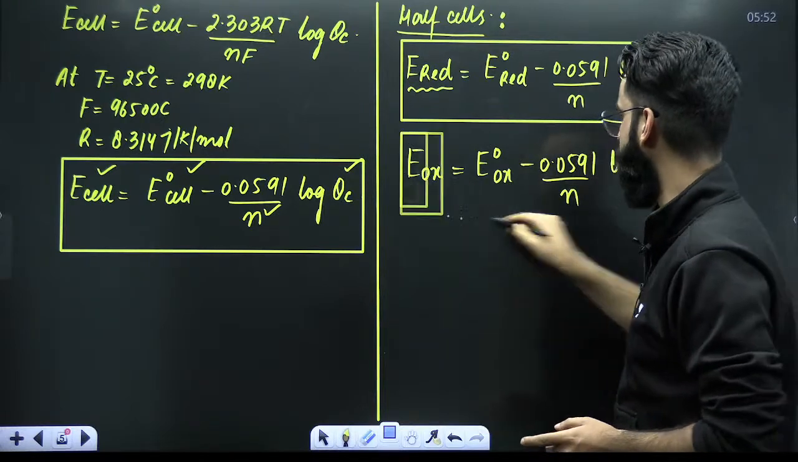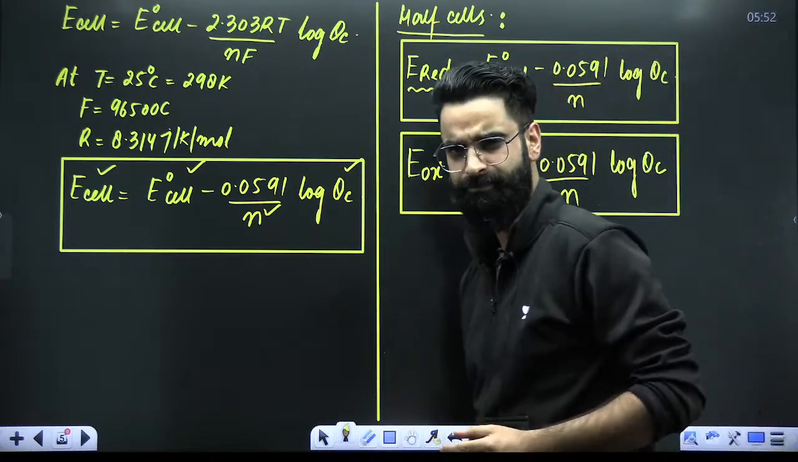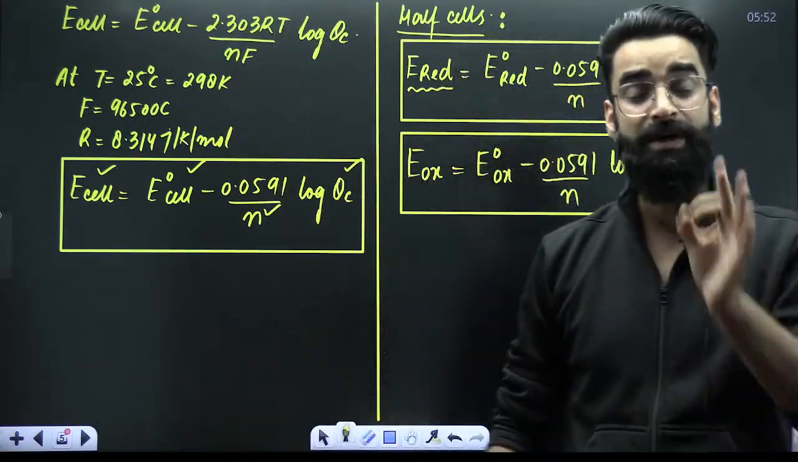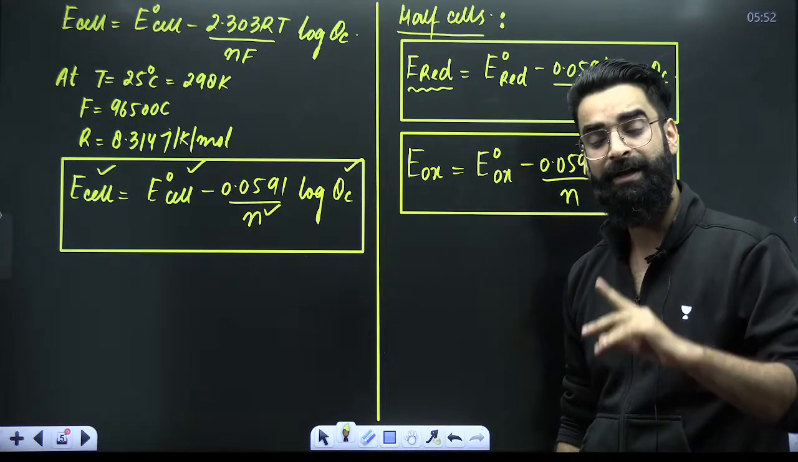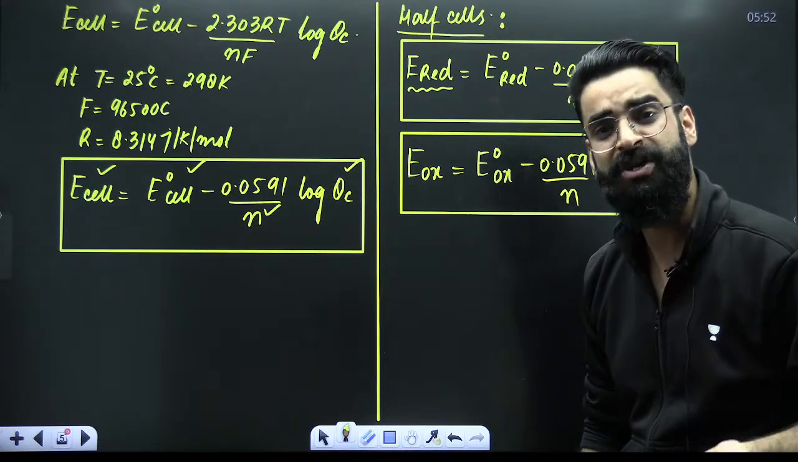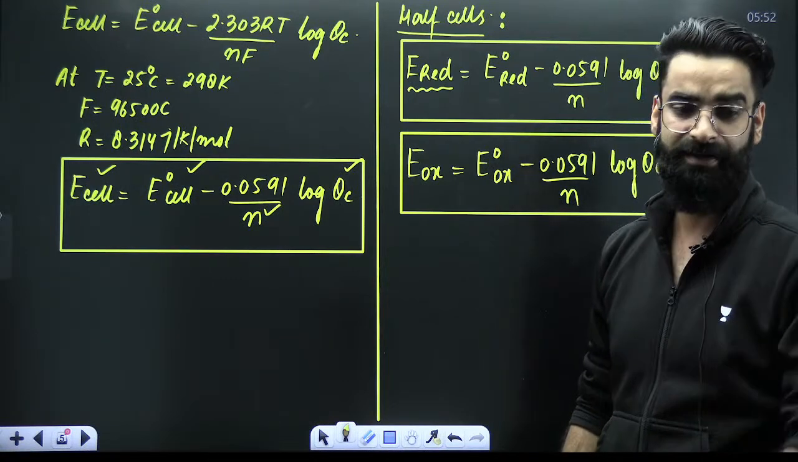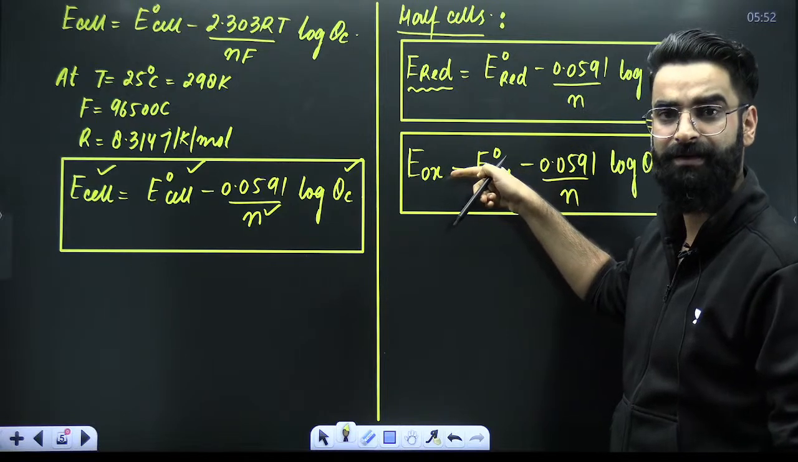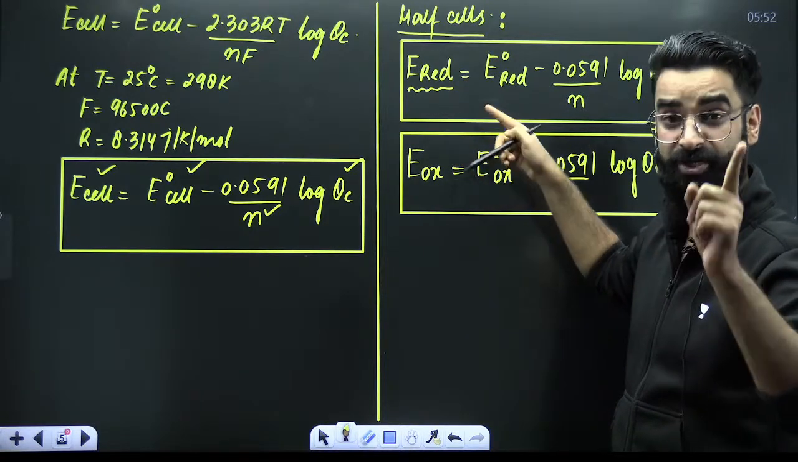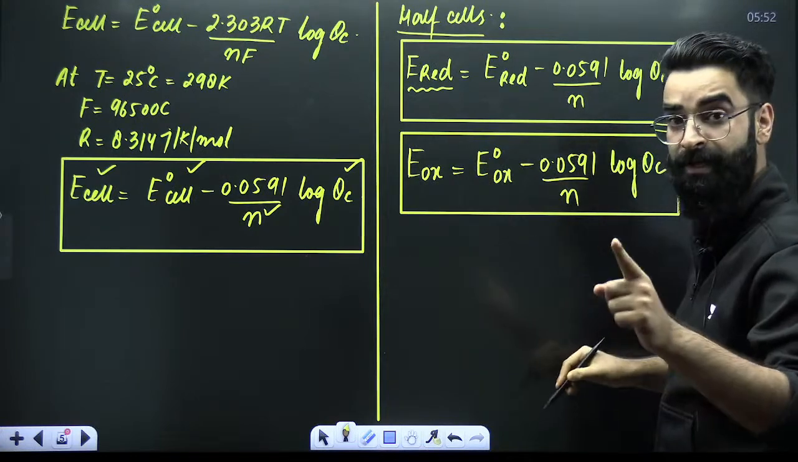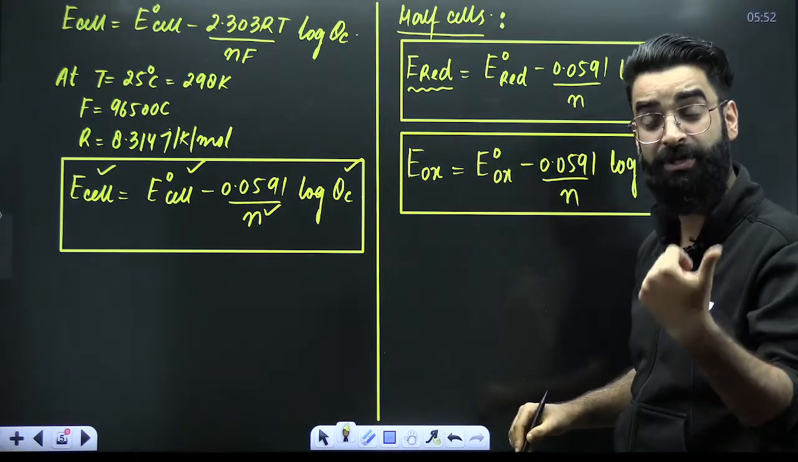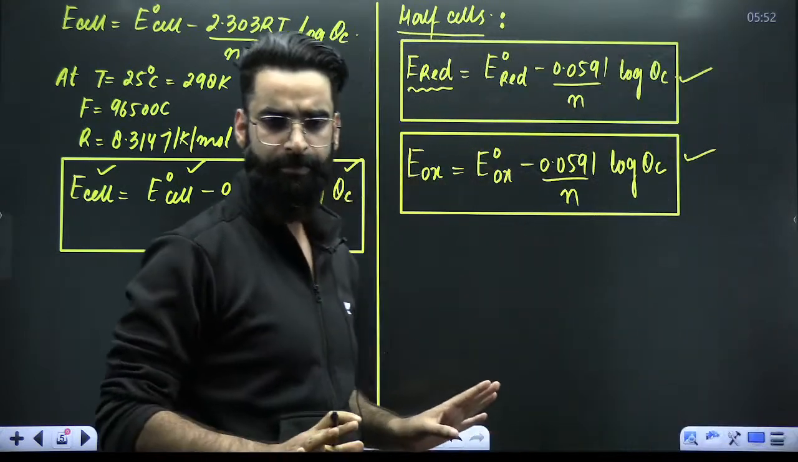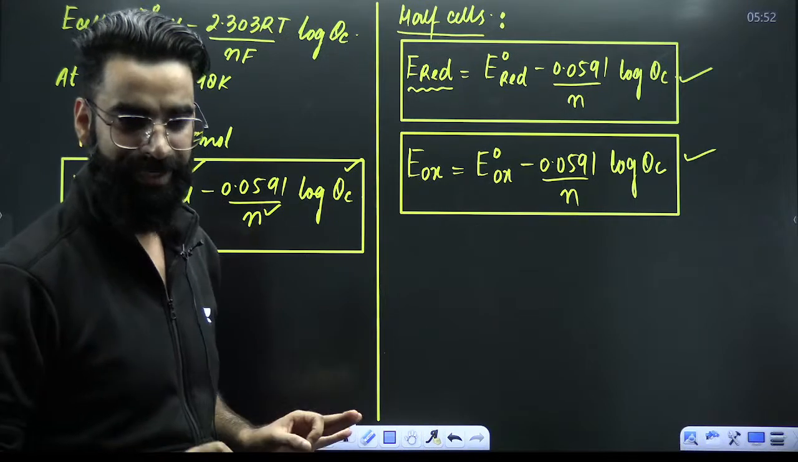Where do we use this particular equation? Whenever you'll be given with the electrode, whenever you'll be given with a half cell, and you will be supposed to calculate the oxidation potential or reduction potential of that half cell under non-standard conditions, you'll be using this Nernst equation in these two forms. If you are supposed to calculate the reduction potential of the half cell, use this equation. If you are supposed to calculate oxidation potential of the half cell, use this particular equation. That's all, right? Is this point clear to everyone?